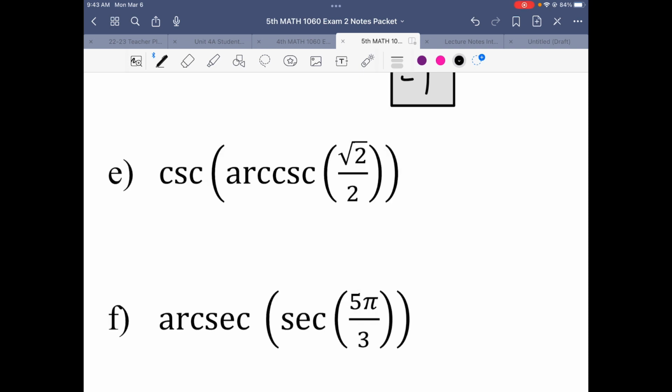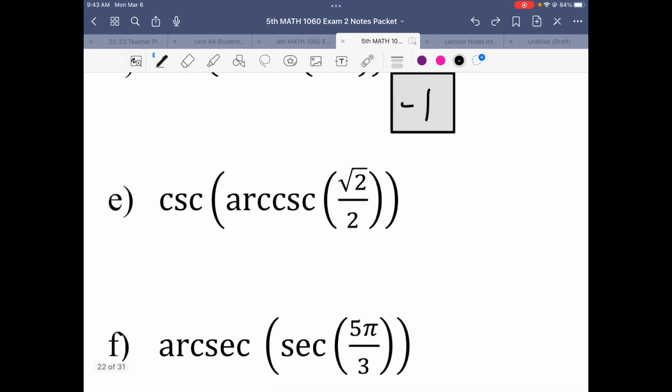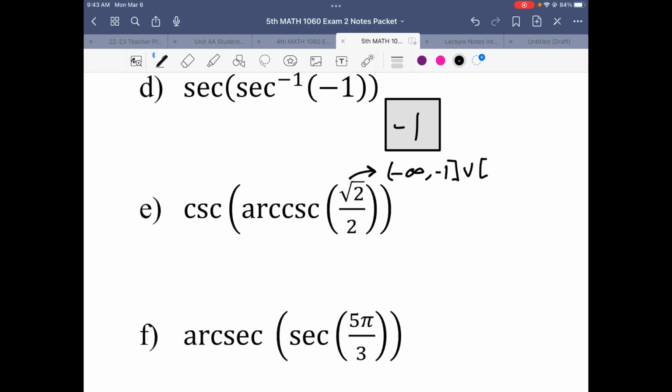Okay, so here's the thing. Arc cosecant has to exist in order for this to happen. So we have to check, is this value between negative infinity and negative 1, and 1 to infinity? Is that the case here?